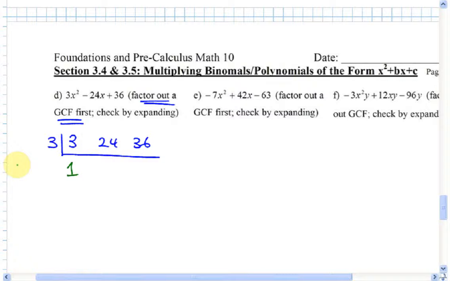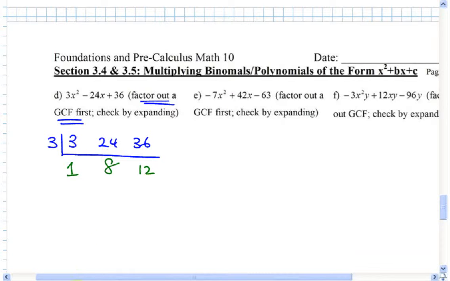3 divided by 3 gives us 1. 24 divided by 3 gives us 8. 36 divided by 3 gives us 12. Is this the greatest common factor? Yes. Now, if you didn't need to draw this L bracket and could figure out 3 on your own, that's perfectly fine. But if you weren't too sure and wanted to draw this L bracket, that's perfectly fine as well.